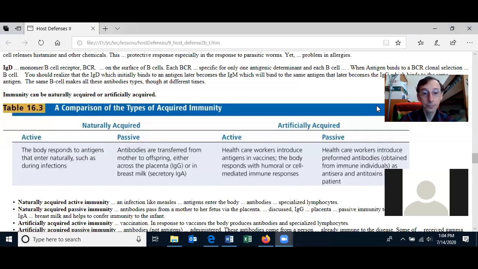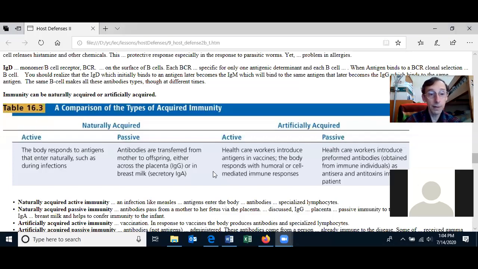There we go. So immunity can be naturally acquired or artificially acquired. When it's naturally acquired, you get the immunity from the natural ways. You get exposed to the antigens, like when you are exposed to the flu. And normally we mount an immune response that's active, meaning we respond to those antigens. But in humans, there's two cases where the humans respond passively.